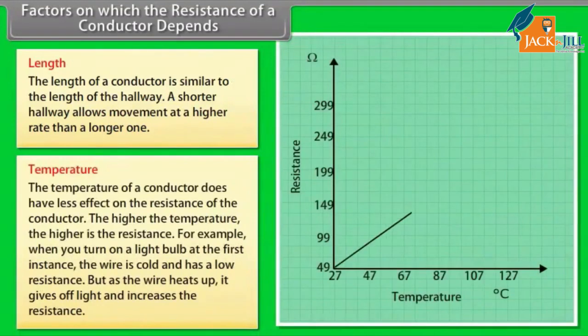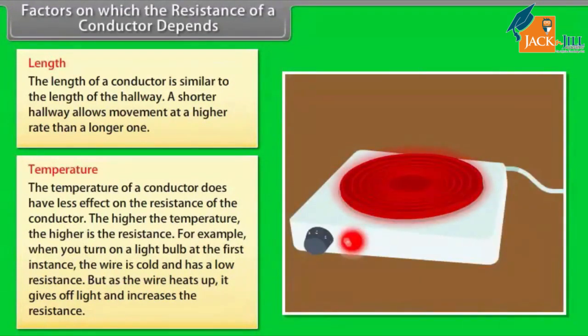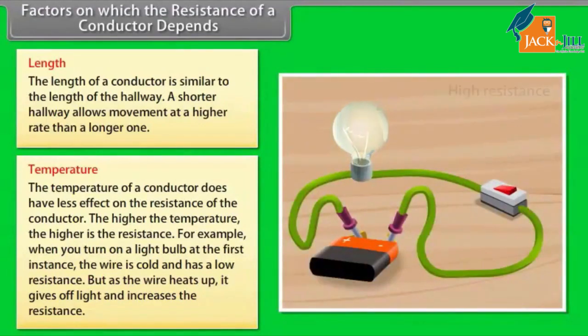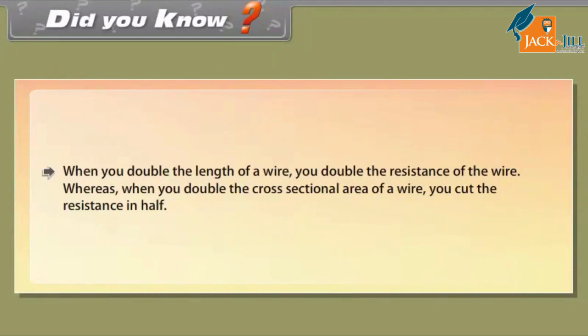Temperature. The temperature of a conductor has an effect on the resistance of the conductor. The higher the temperature, the higher is the resistance. For example, when you turn on a light bulb at the first instance, the wire is cold and has a low resistance. But as the wire heats up, it gives off light and increases the resistance. Did you know? When you double the length of a wire, you double the resistance of the wire, whereas when you double the cross-sectional area of a wire, you cut the resistance in half.